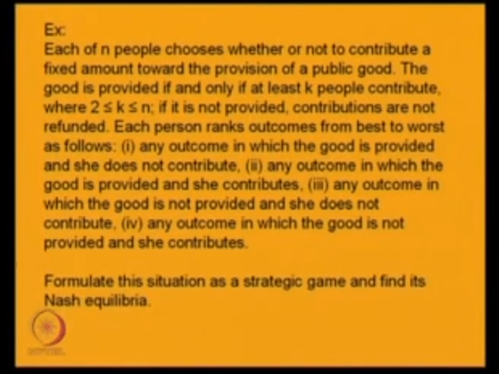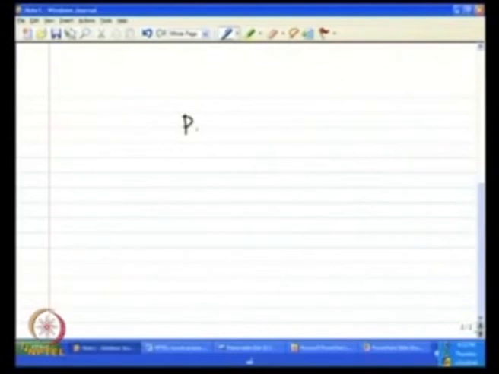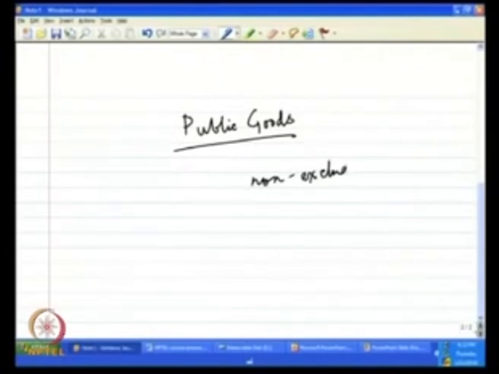Before we start to find out the answer to this exercise, let us be clear as to what is a public good. A public good in economics has two characteristics. One is that these goods are what we call non-excludable, which means that nobody can be debarred from using a public good.